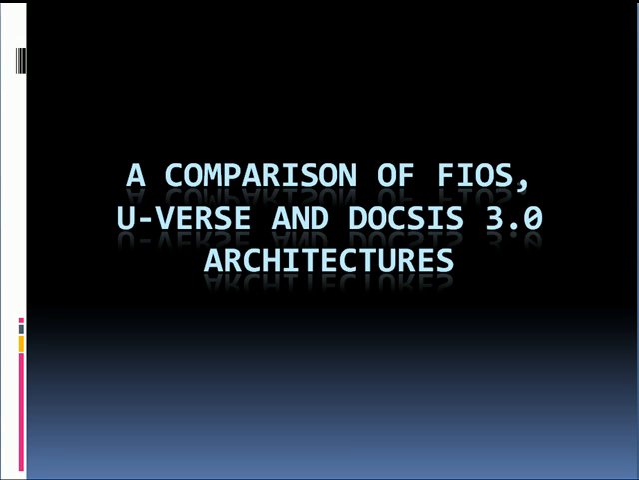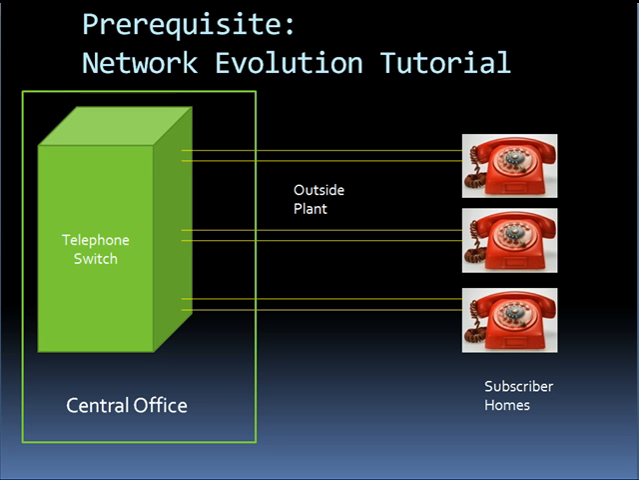In this primer, we discuss the architectures of FIOS, UVerse, and DOCSIS, comparing the advantages and disadvantages of each. If you haven't already done so, you might want to first have a look at our previous tutorial called Network Evolution, which describes what happened in the outside plant prior to the evolution of FIOS.